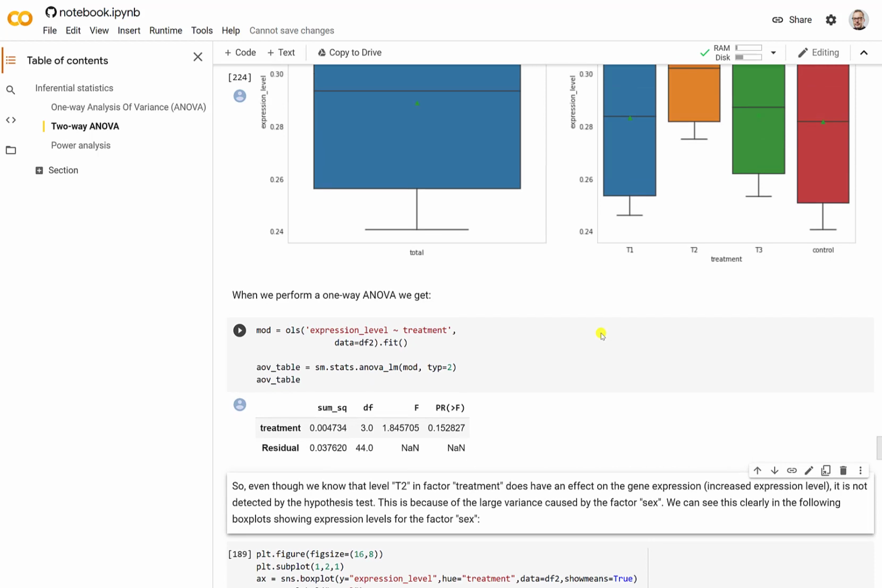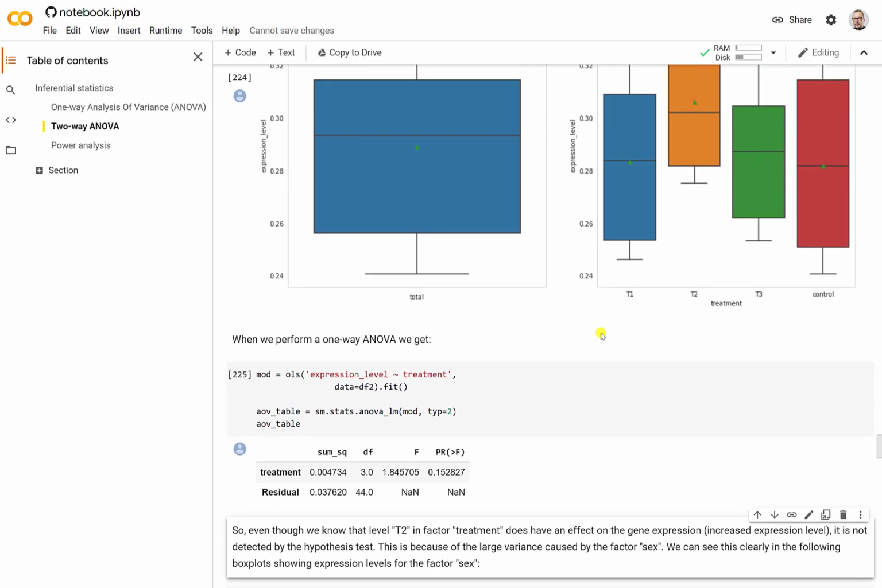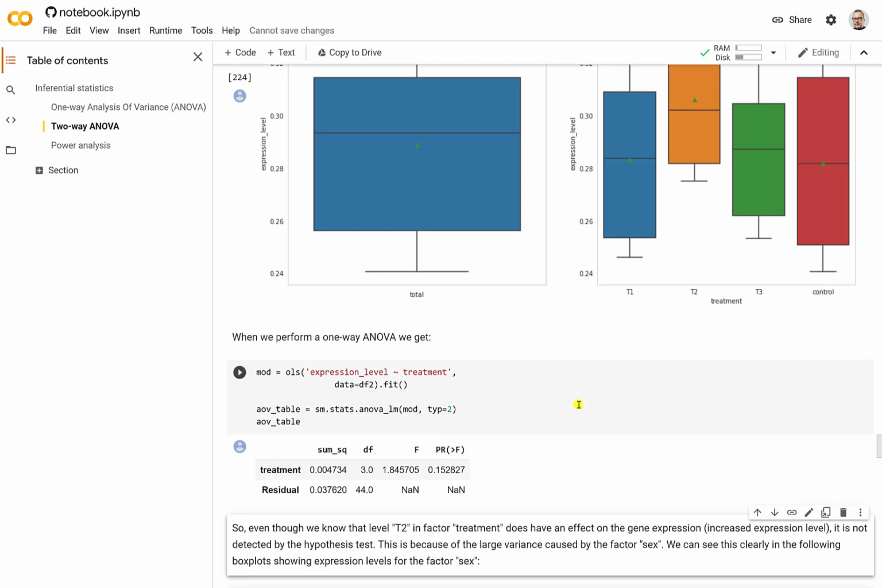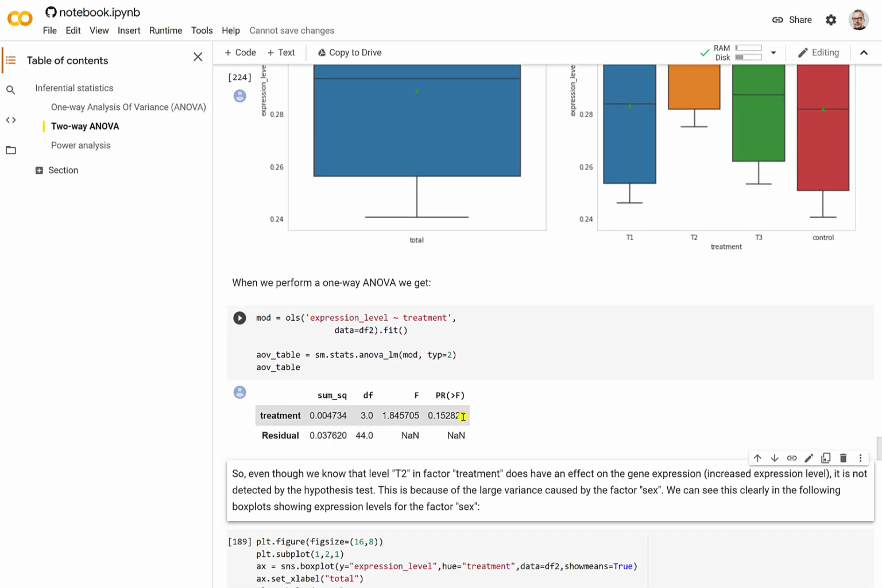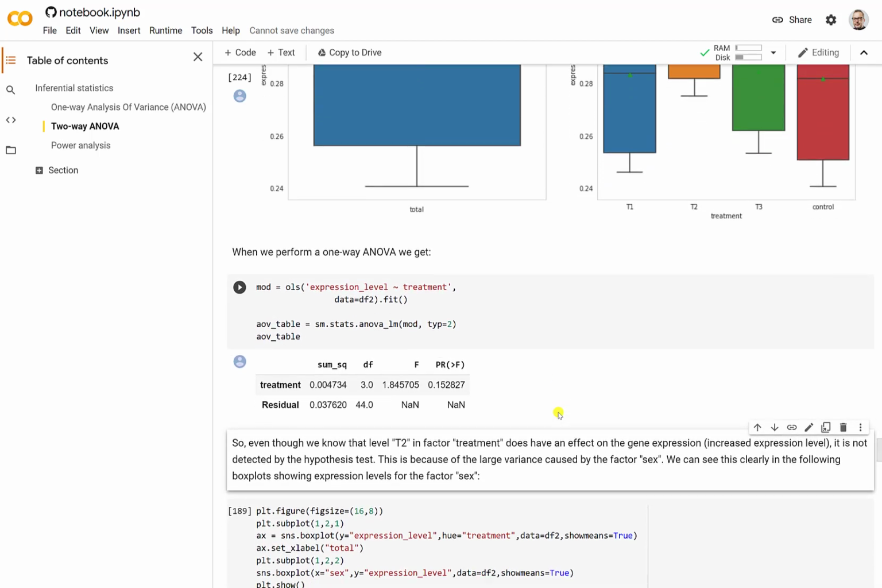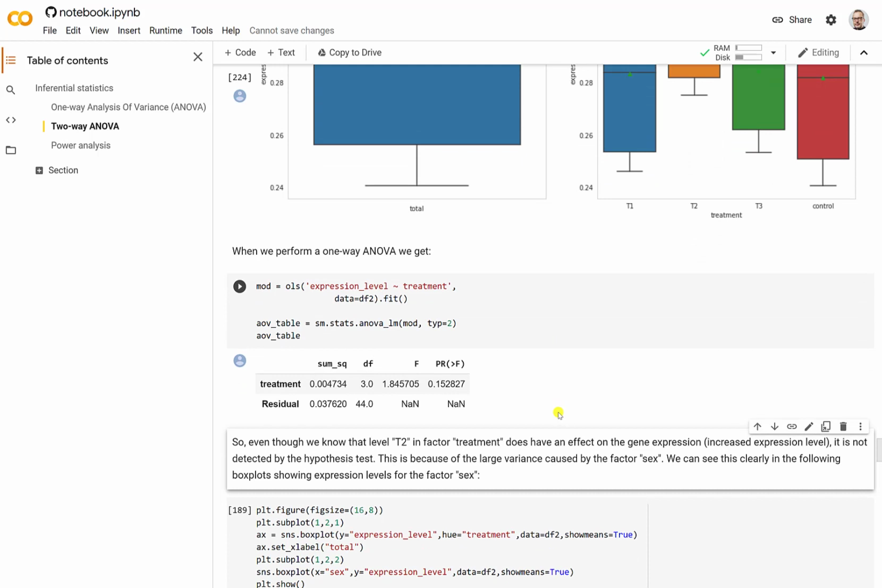now what you can see is that even though we know that there is a treatment effect, so that the means aren't equal because treatment 2 is drawn from a different population, even when we know that, we can still see that the p-value indicates that we should accept the null hypothesis and not reject it. Okay, and so that's what's important here, that if we don't take this factor sex into account, we end up making the wrong conclusions, right? Because factor sex also has a big impact on the expression level of our gene.